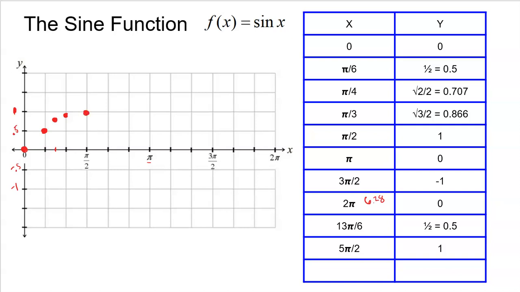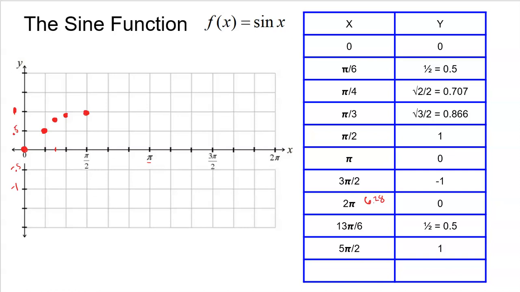So if you think about it, this is my first quadrant. It starts out at a y-coordinate of 0, and then if you follow that unit circle in a positive direction, the next point we come to is at pi over 6, so we're at 1/2. Then at pi over 4, we continue to increase to radical 2 over 2, which is 0.707.